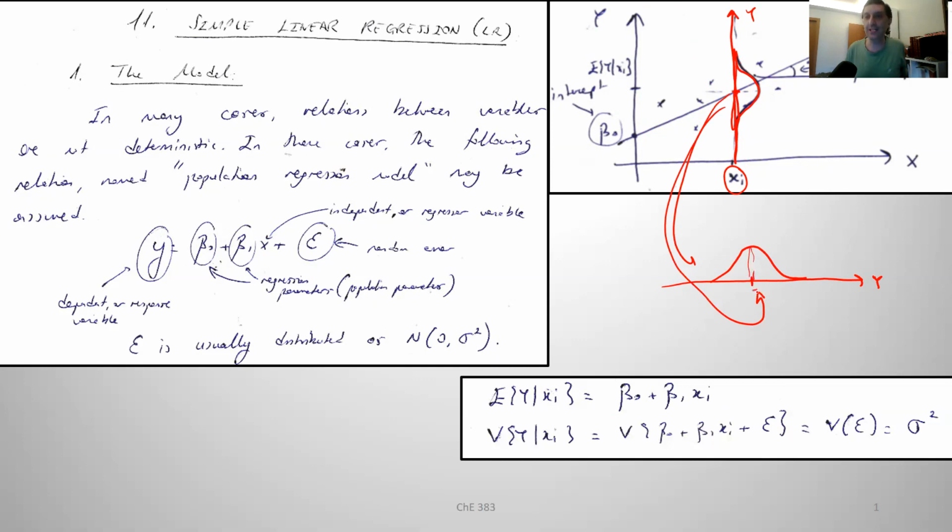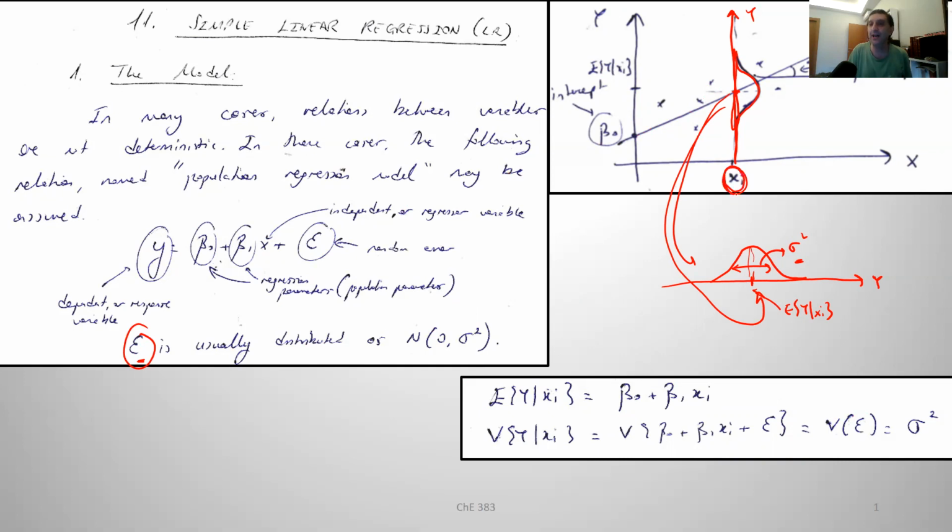The peak point here is going to be the expected value of y given xi. Around that value, the width of the single values that we are going to be obtaining will be proportional to the standard deviation of that distribution. And that standard deviation is actually the standard deviation of the random error terms.